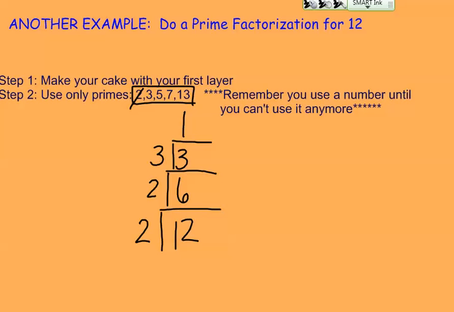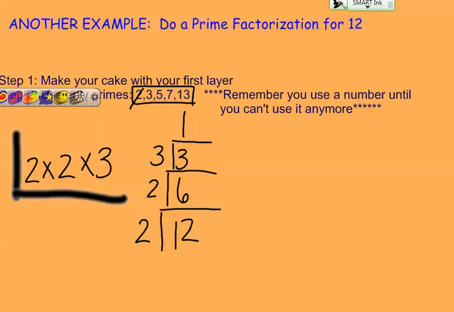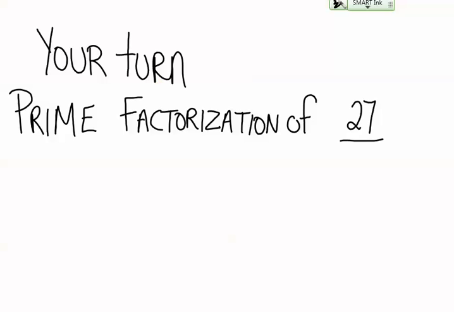The prime factorization of 12 is 2 times 2 times 3. This is your answer right here. The cake is not your answer, it's the work. 2 times 2 times 3, that is your answer.